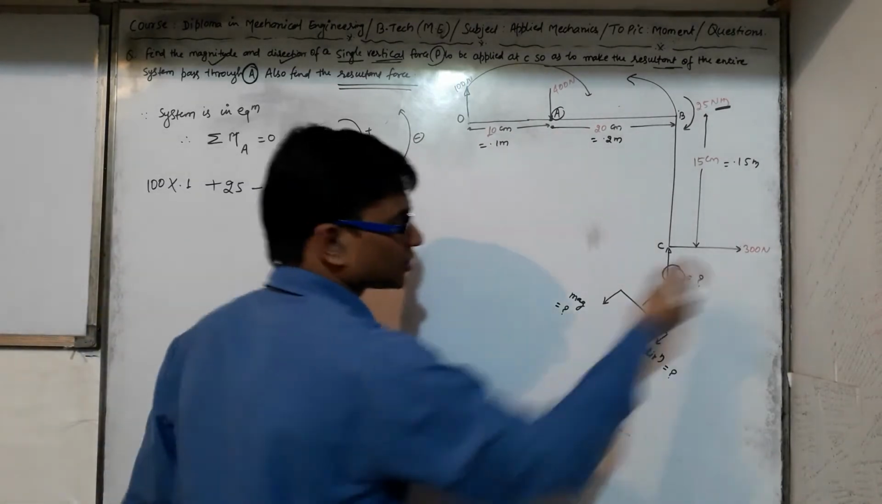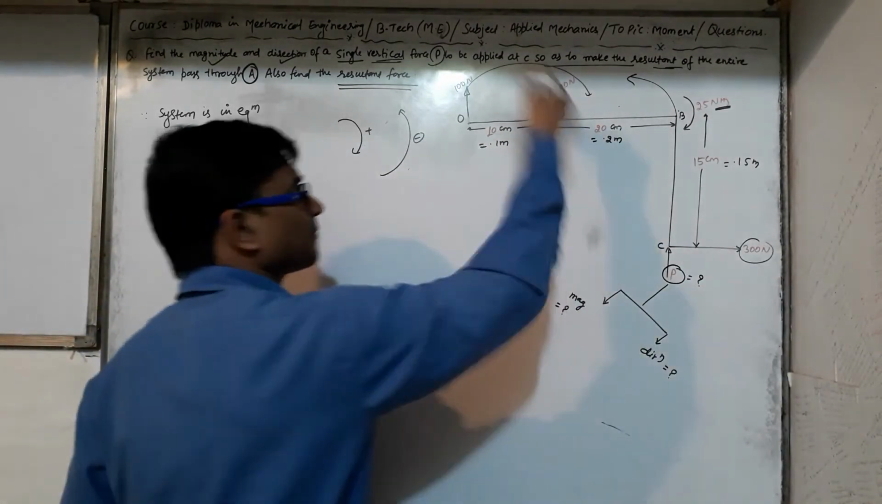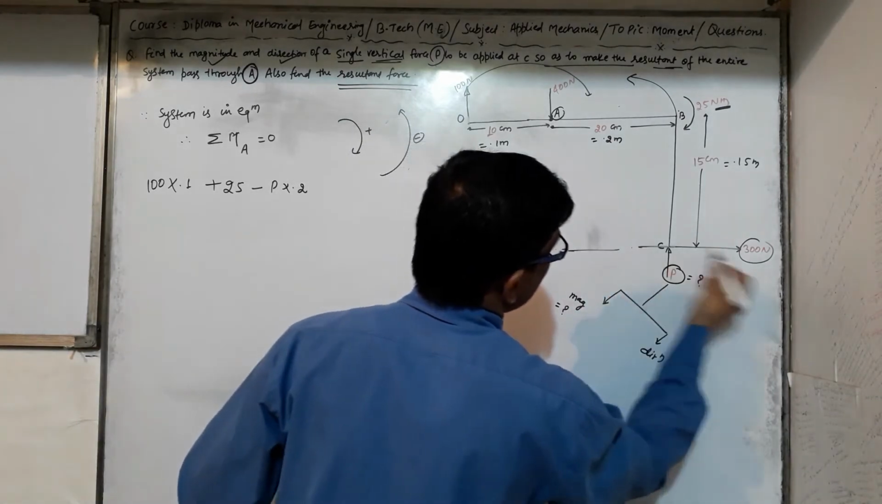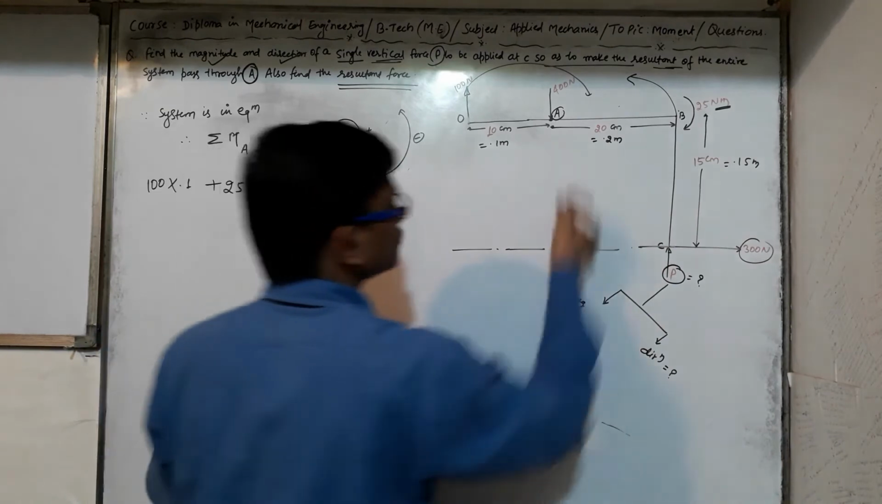And now one more force, that is 300 Newton. What is the perpendicular distance? If we proceed in the backward direction, this is the line of action of this 300 Newton force. What is the perpendicular distance?